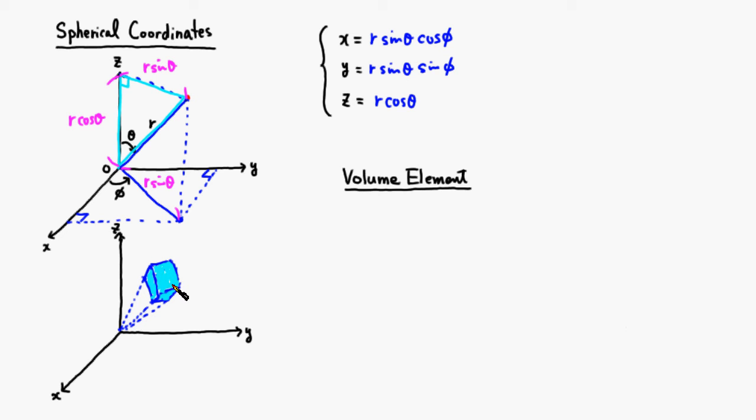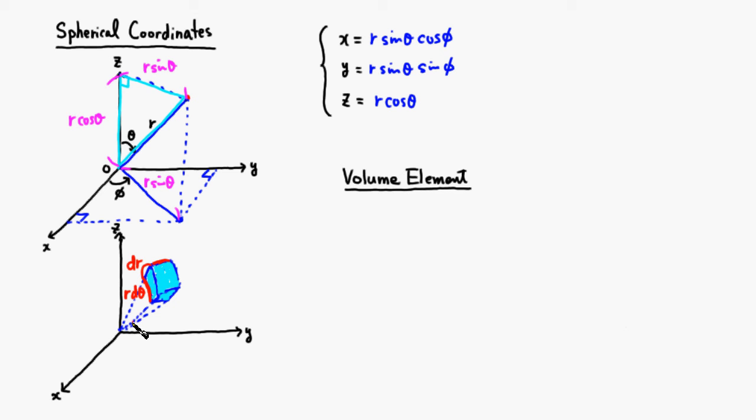Let's find the lengths here. An easy one would be right here. This is just a little piece of r, so this is going to be dr, so that's no problem. Another one is here. This is going to be a d theta, and times r will give you r d theta.